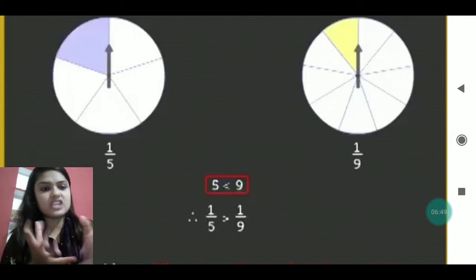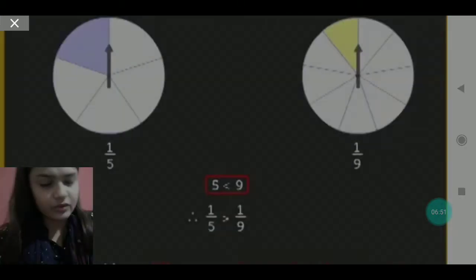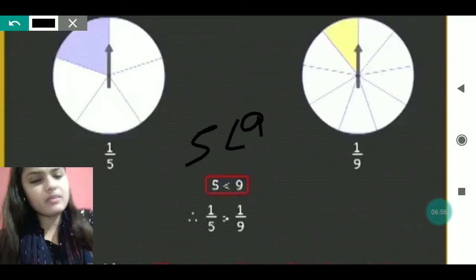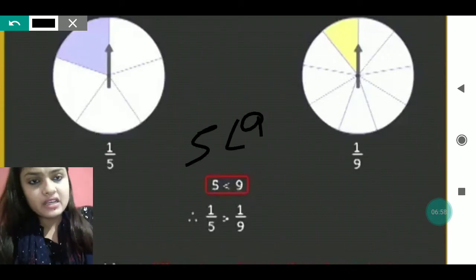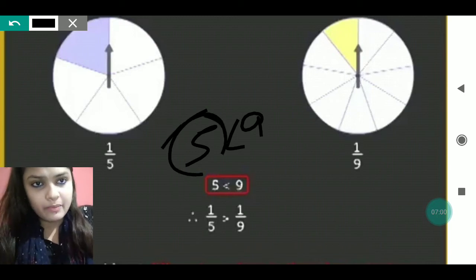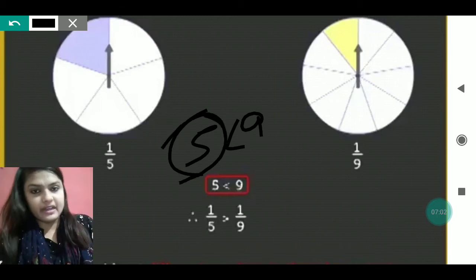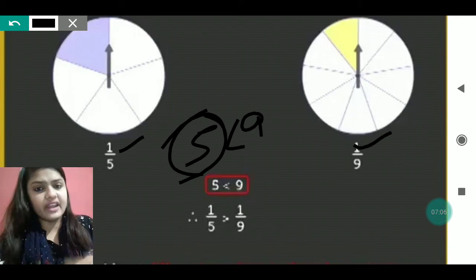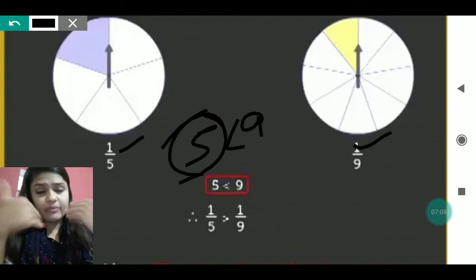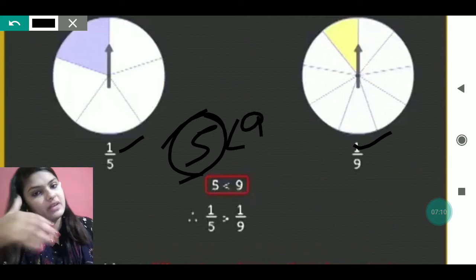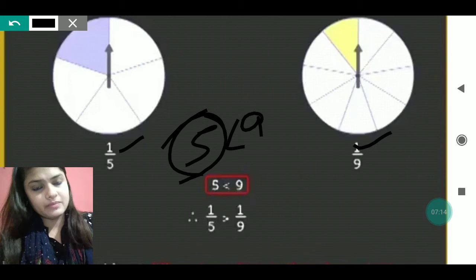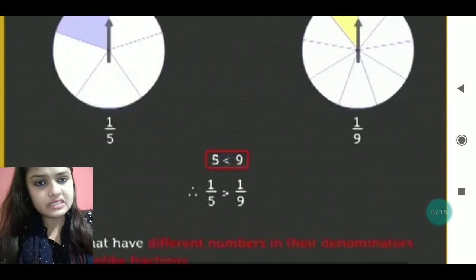The concept here is changing. Just see, don't get confused. When we are comparing 5 and 9, obviously 9 will be greater. But the smaller number will become greater here. If the numerators are the same and the denominators are different, in that case the number with the smaller denominator will become greater. Just see, 1 by 5 will become greater than 1 by 9.